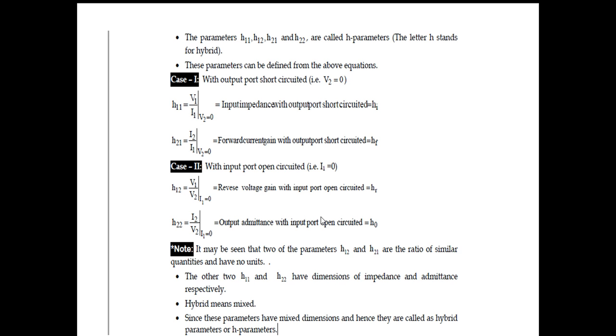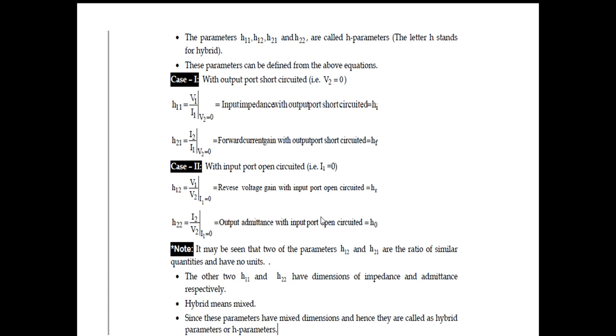So I2 is the output current, I1 is the input current. The ratio of the two currents, output to input, is called current gain. H21 can now be written as HF, where F is the forward current gain. Here forward means output to input. Therefore, forward current gain with output short circuited is HF.